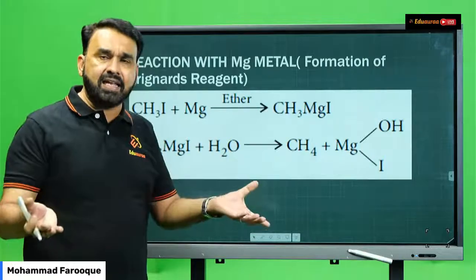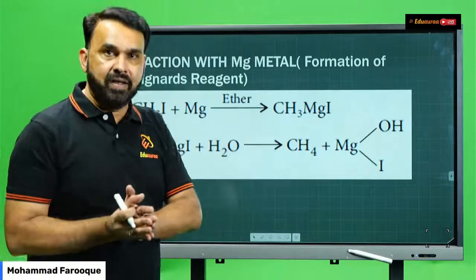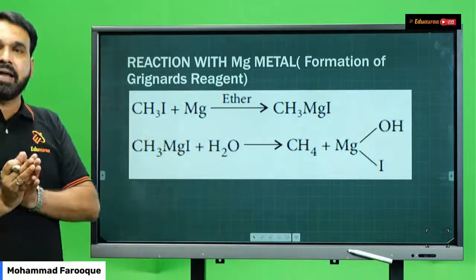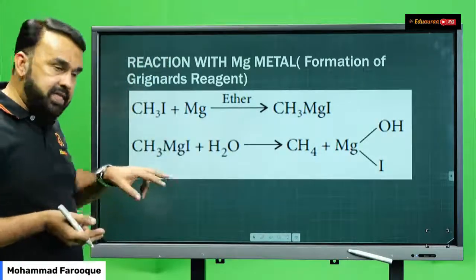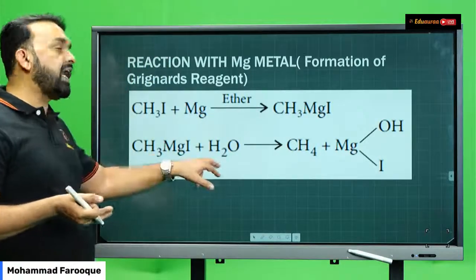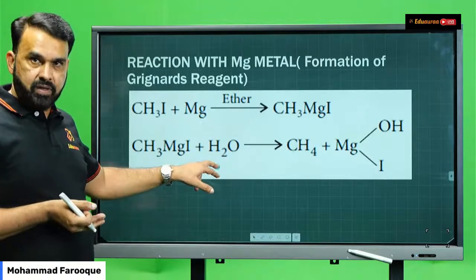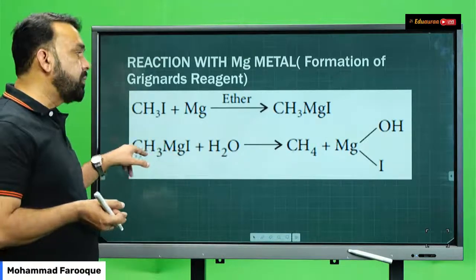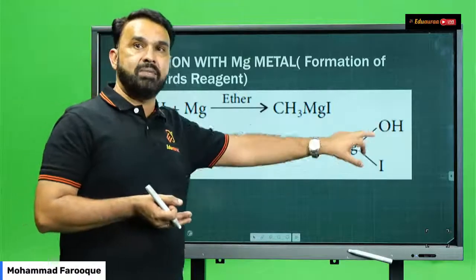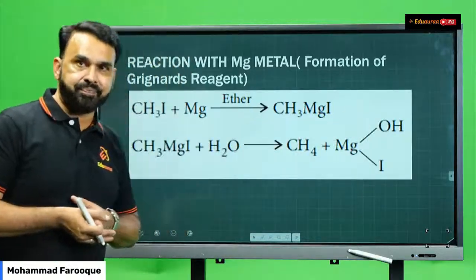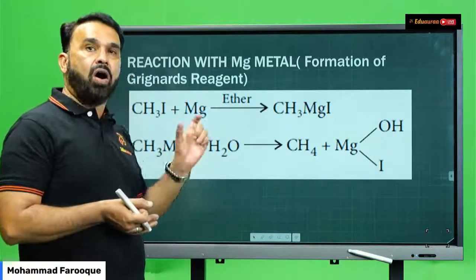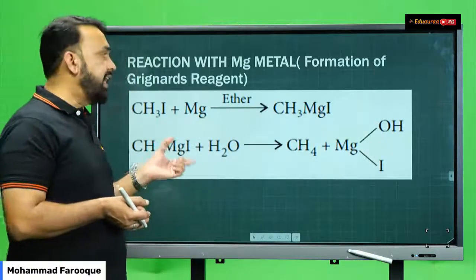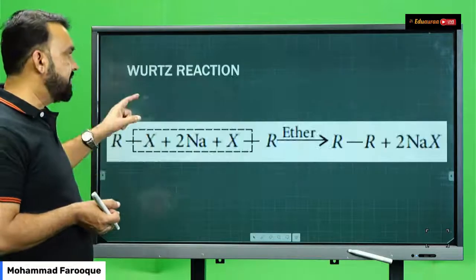You can take any alkyl halide or an aryl halide. You can get aryl magnesium halide or alkyl magnesium halide, which is a Grignard's reagent. But this Grignard's reagent, on further hydrolysis with water, will convert the alkyl group to an alkane, and you get the complex MgOH. Yes, students. So this is the formation of the Grignard's reagent, or the reaction of alkyl halide with magnesium metal in the presence of dry ether.